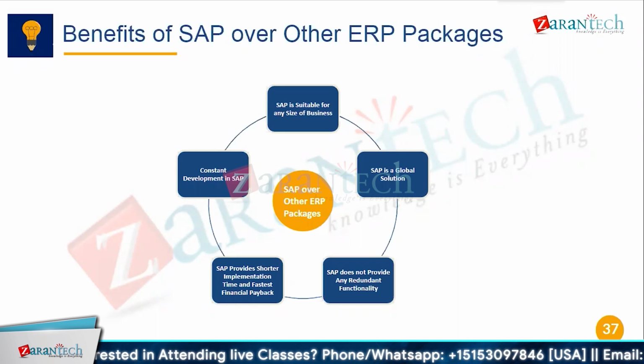Constant development in SAP. SAP has kept evolving over the years. It started with 3.6, then slowly went to 4.6, 4.7. From that, it went to ECC 5, ECC 6, then ECC 7 EHP 3, finally SAP Cloud and S4HANA.